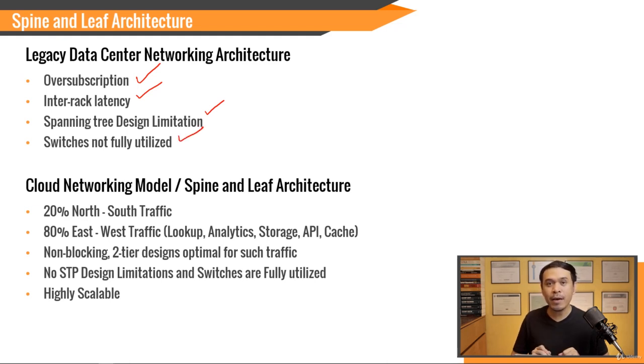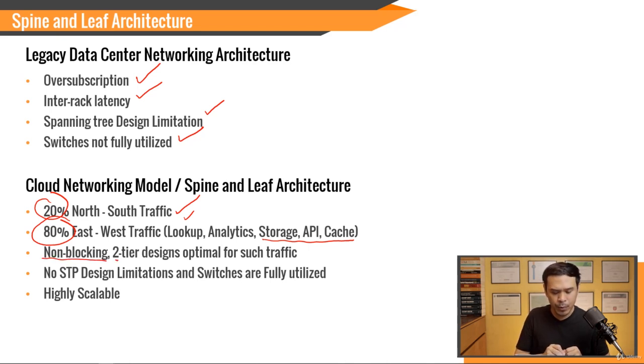The solution is the cloud networking model, also known as the spine and leaf architecture. This works if we have more lateral, or east-to-west, traffic versus north-to-south: 20% for north-to-south and more or less 80% east-to-west, because our servers need to communicate with other servers for lookup, analytics, storage, API caching, and other server-related communications.